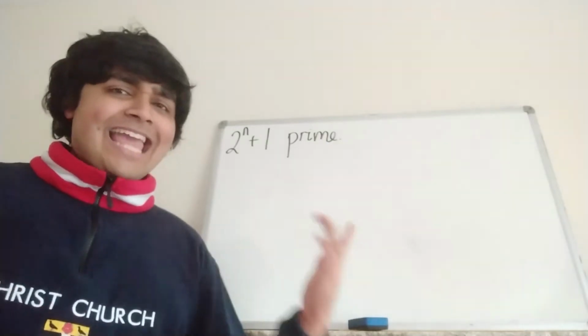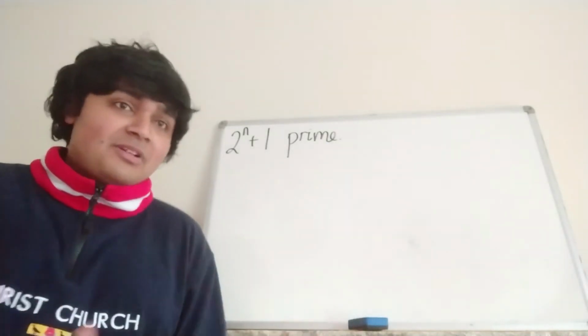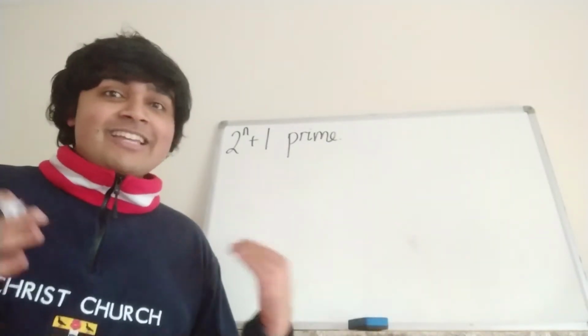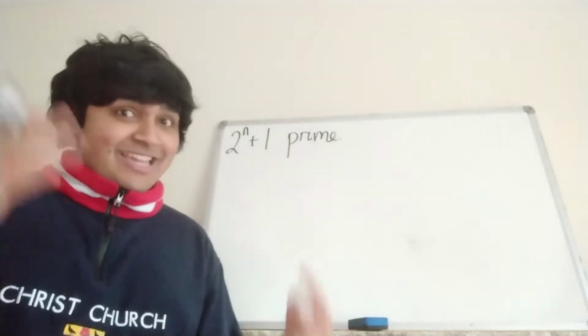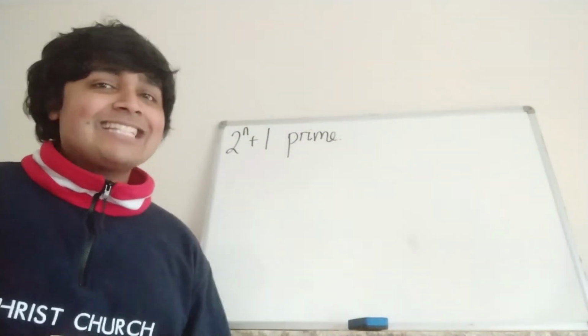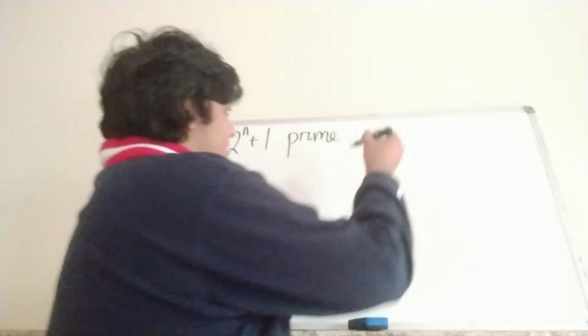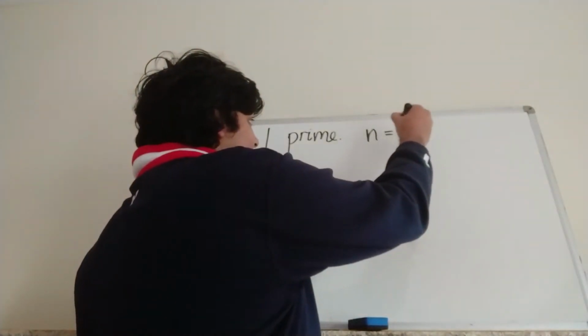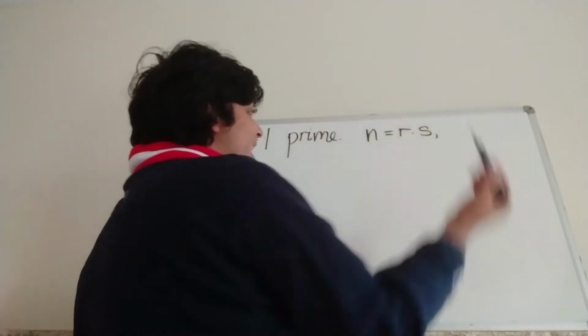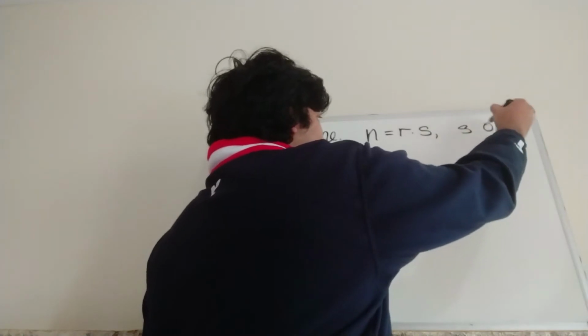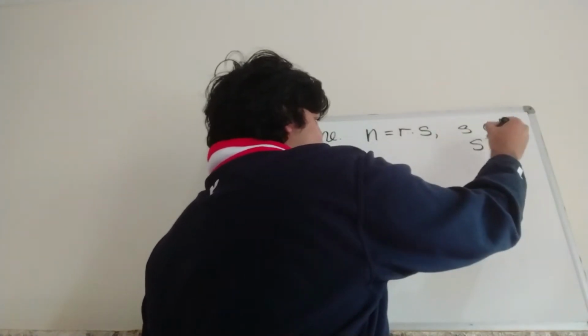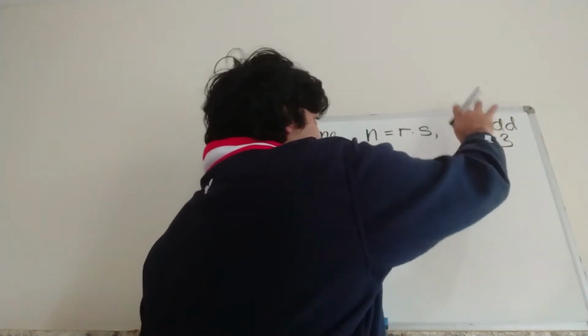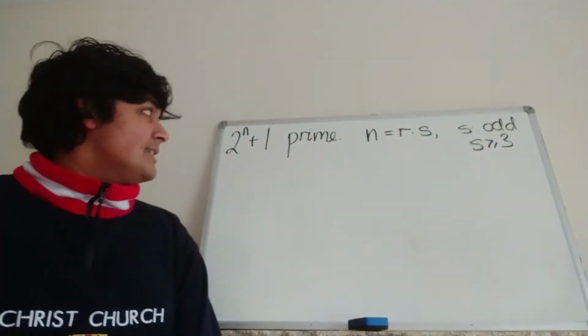Well, then that means that n must have an odd prime factor, because if it had no odd prime factors, its only prime factor would be 2, making it a power of 2. So certainly n has an odd prime factor, and let's call it s. So n, say, we can write in the form r times s, where s is odd, and s is not 1. So s then is at least 3. Like so. s is odd, and s is at least 3.